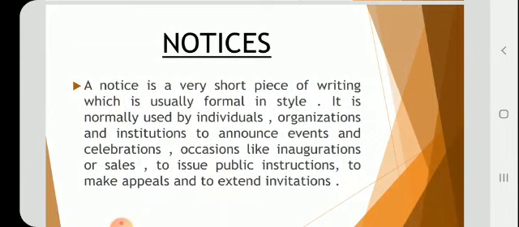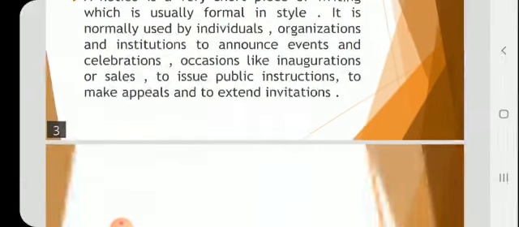See, notice is a short composition. It is mostly written in a formal way. It is widely used to announce events, meetings, to make appeals and for various other reasons also. Now let us see how to write a notice.